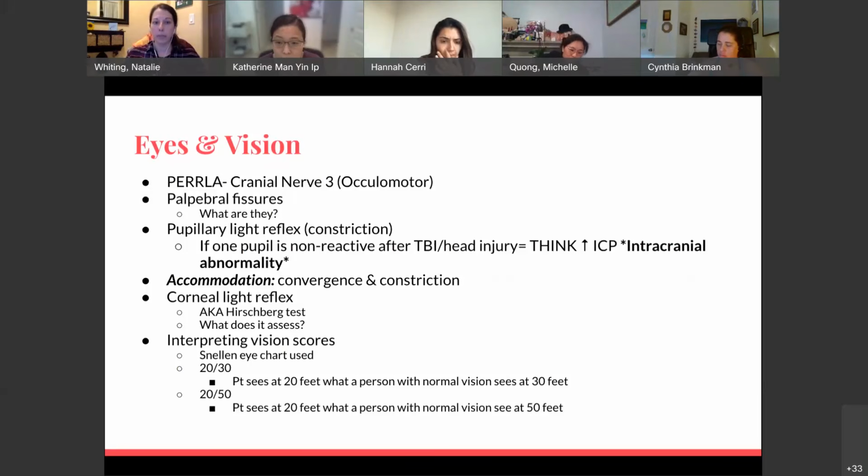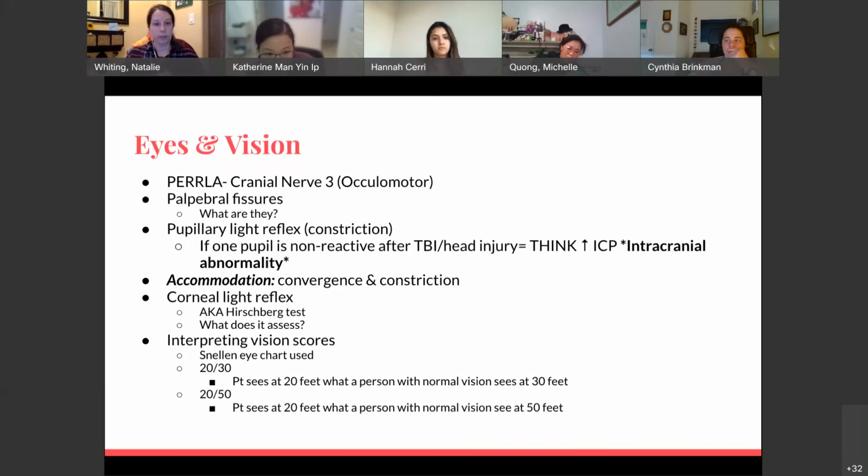The pupillary light reflex is looking at constriction. If one pupil, again, is non-reactive and the other one is constricting, then we're going to think a traumatic brain injury, and then there's the increasing intracranial pressure. We're going to get them a head CT right away. Accommodation is that convergence and constriction.